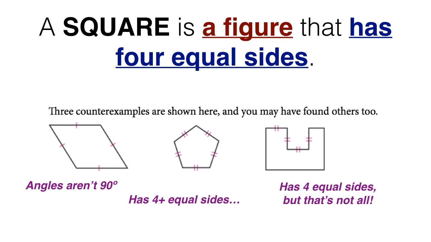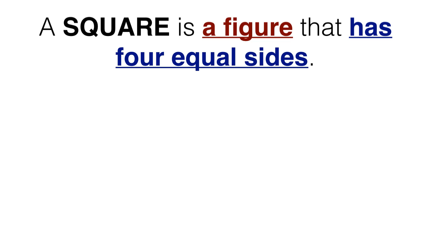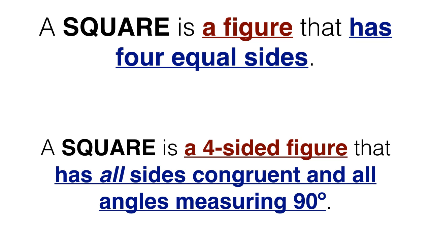And so instead of the original definition that we have, a figure that has 4 equal sides, you have to be very careful about your definition. And so let's instead say a square is a 4-sided figure that has all sides congruent and all angles measuring 90 degrees.